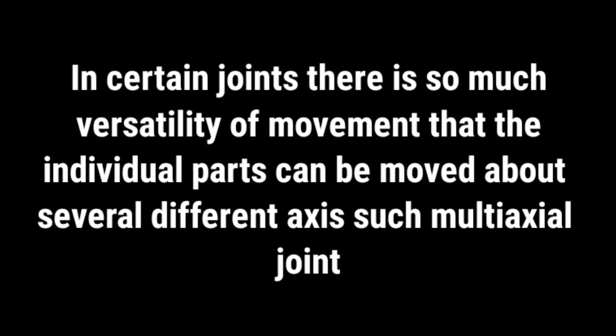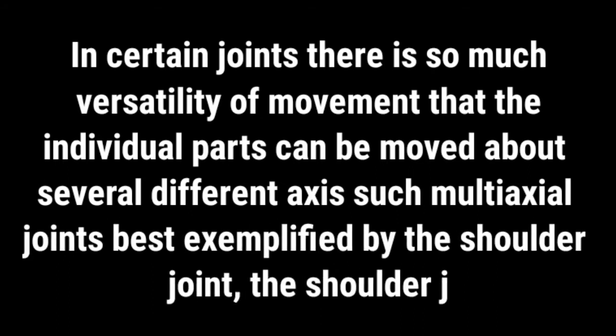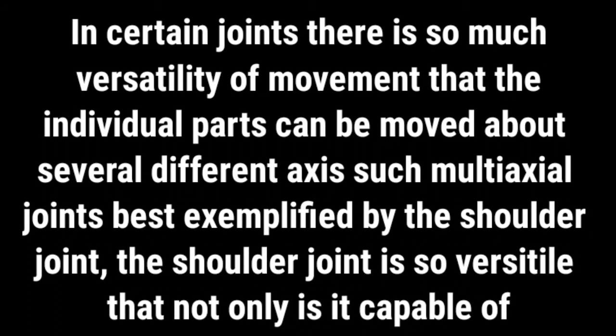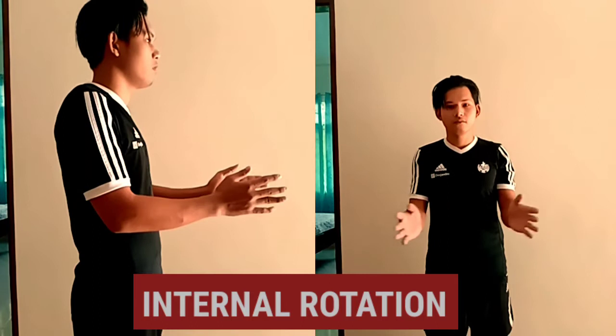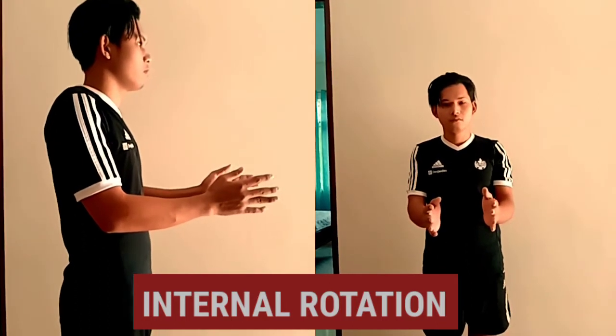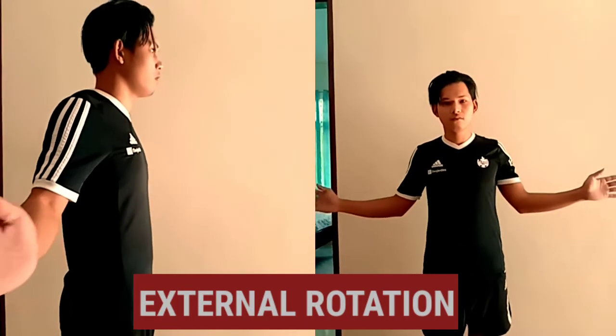In certain joints, there is so much versatility of movement that the individual parts can be moved about several different axes, such multi-axial joints best exemplified by the shoulder joint. The shoulder joint is so versatile that not only is it capable of flexion and extension and abduction and adduction, but it is capable of so-called internal rotation and external rotation.